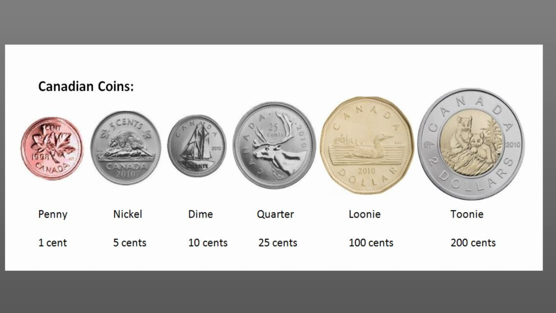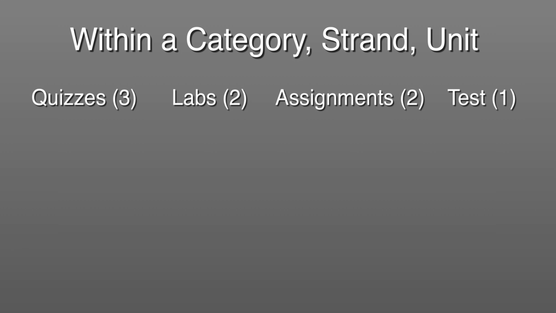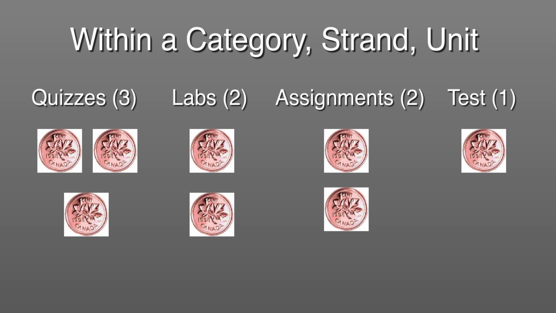To understand how weight works, I'm going to use an analogy involving 6 Canadian coins: a 1-cent penny, a 5-cent nickel, 10-cent dime, 25-cent quarter, a 100-cent loonie, and a 200-cent toonie. Suppose within a given category, strand, or unit, I give 8 assessments, 3 quizzes, 2 labs, 2 assignments, and a test. And I give each a weight of 1. This is equivalent to giving a penny value to each assessment.